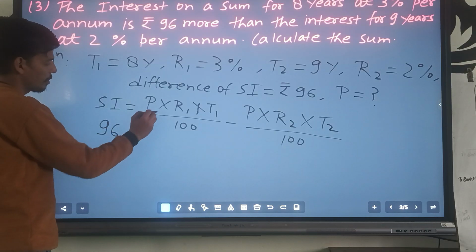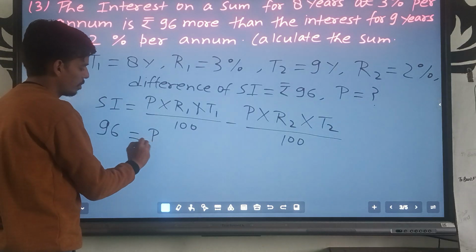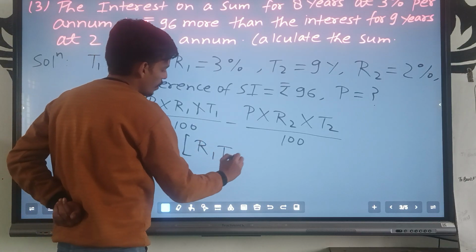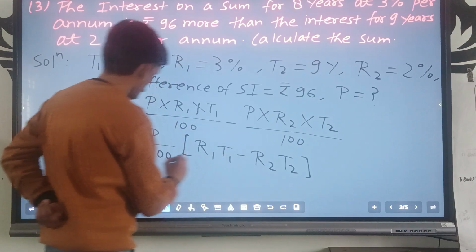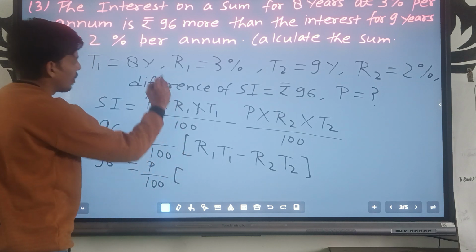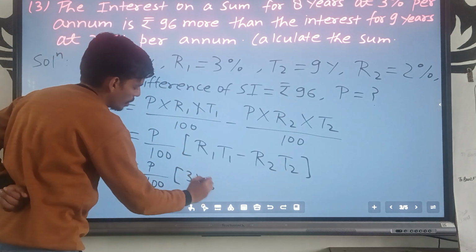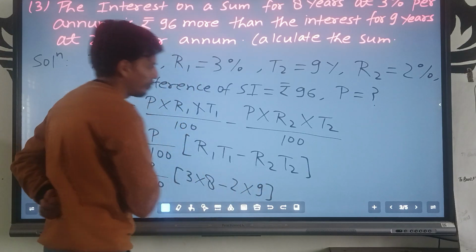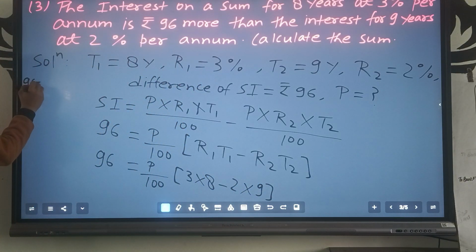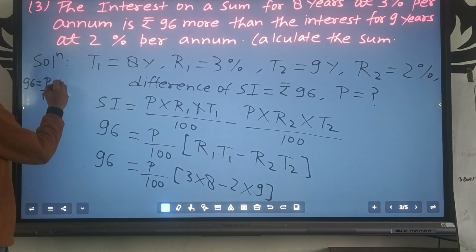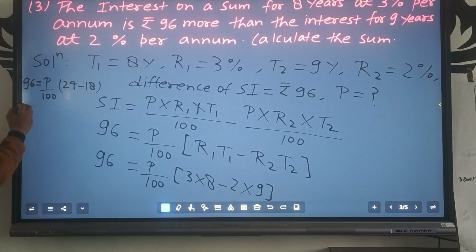The difference of SI is 96. Here P upon 100 is common in both conditions. So it is equal to R1 T1 minus R2 T2. 96 equals P upon 100 into R1 T1. R1 is 3, T1 is 8, so 3 into 8 minus R2 T2. R2 is 2 and T2 is 9, 2 into 9. So 96 equals P upon 100 into 3 8s are 24 minus 9 2s are 18, 24 minus 18. So 96 equals P upon 100 into 6.